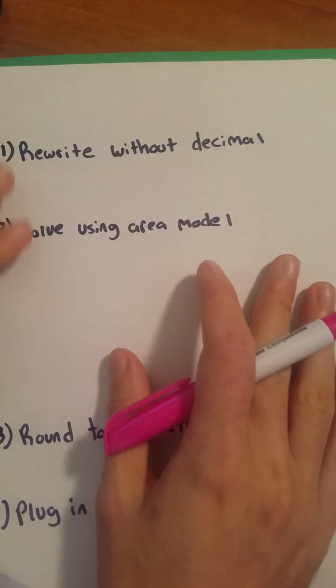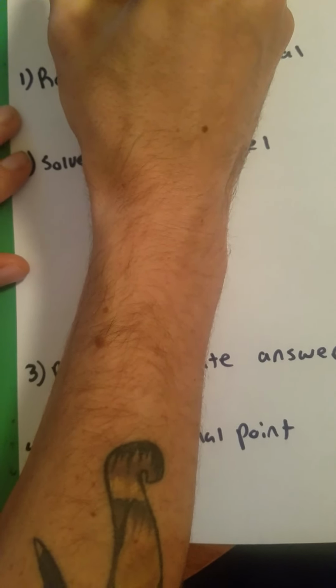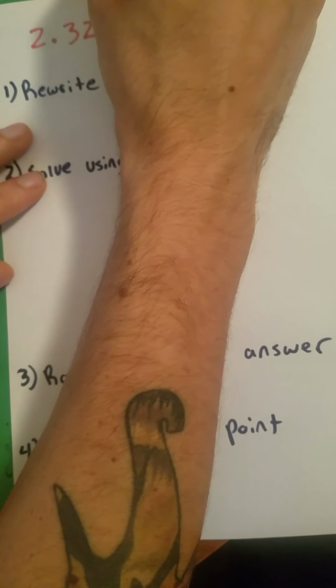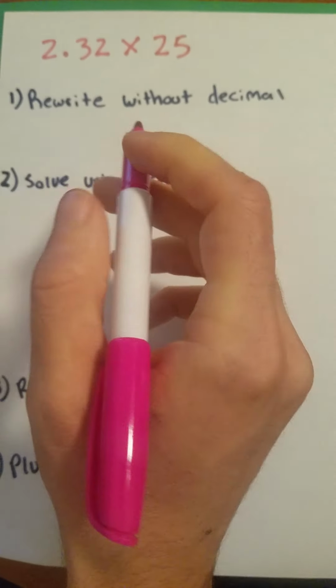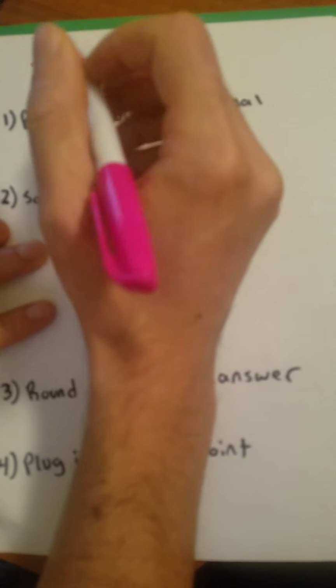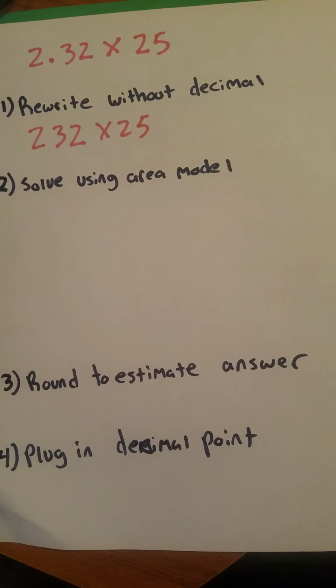Okay, let's do it with another problem. We'll try 2.32, 2 and 32 hundredths times 25. Again, first step is to rewrite without the decimal. 2 and 32 hundredths just becomes the whole number of 232 times 25. Okay, I have my new problem here, so I'm just going to rewrite it without the decimal.